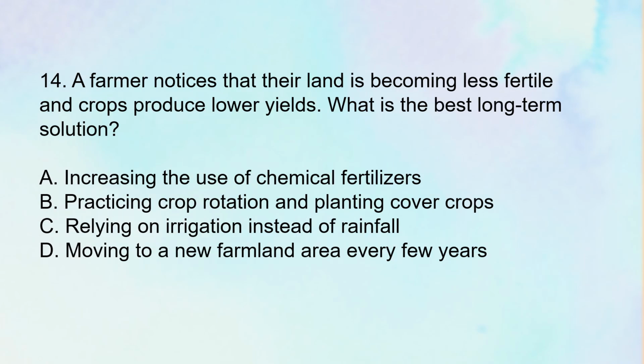Number 14. A farmer notices that their land is becoming less fertile and crops produce lower yields. What is the best long-term solution? Letter A, increasing the use of chemical fertilizers. Letter B, practicing crop rotation and planting cover crops. Letter C, relying on irrigation instead of rainfall. Or letter D, moving to a new farmland area every few years.